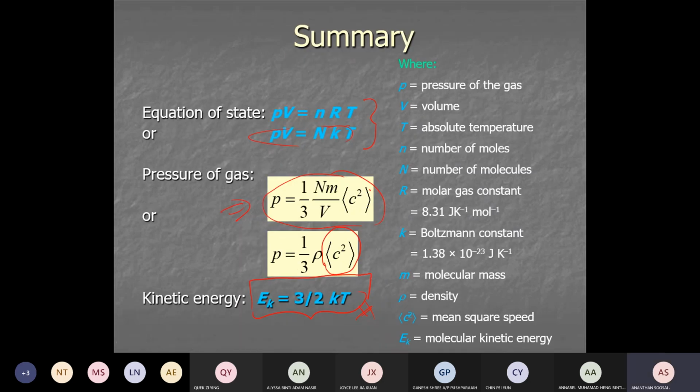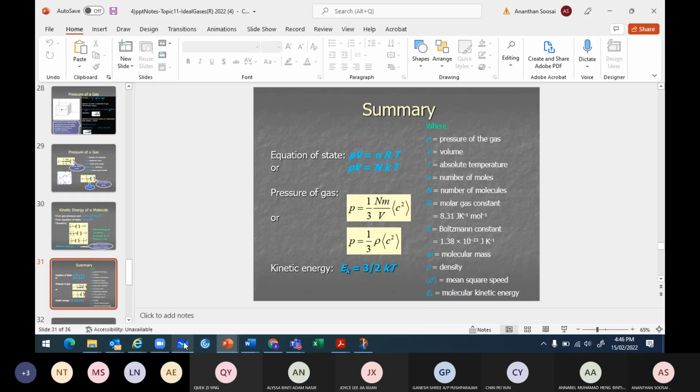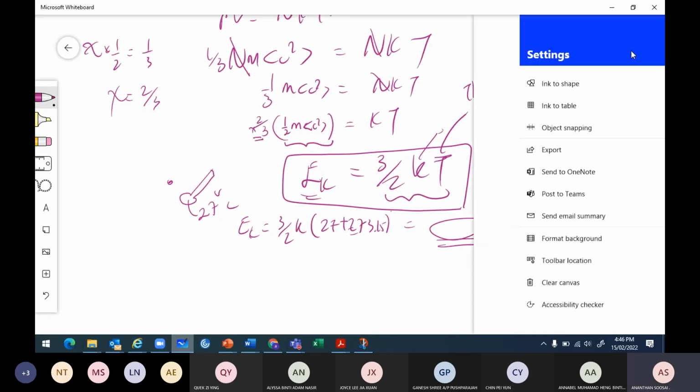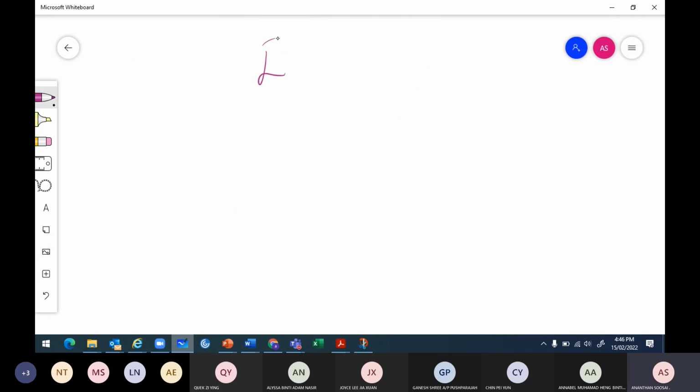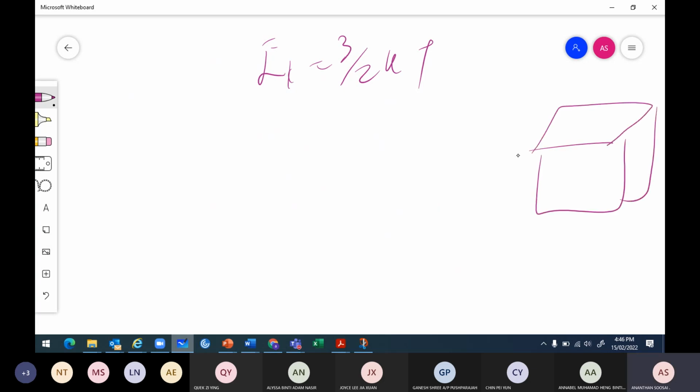Okay, before we continue, I'm just focusing on the final discovery. The kinetic energy of a particle is 3 over 2 kT. Most of the students get confused. Is this the kinetic energy of the entire gas? No, it is just the kinetic energy of one particle.